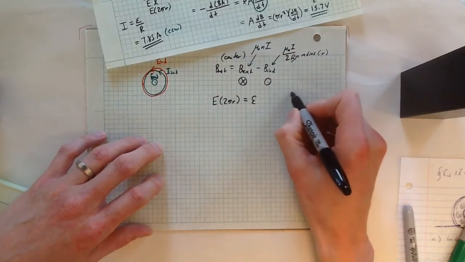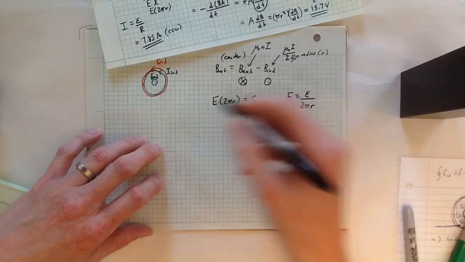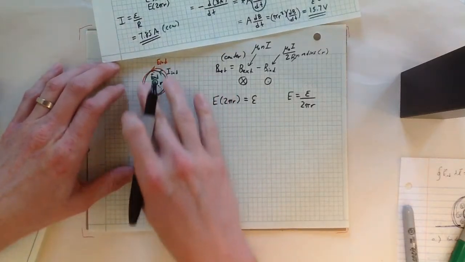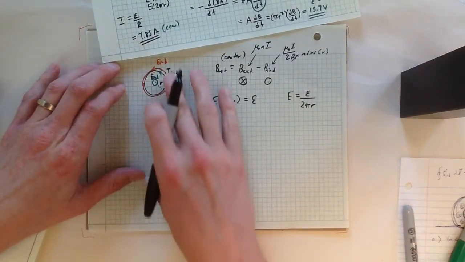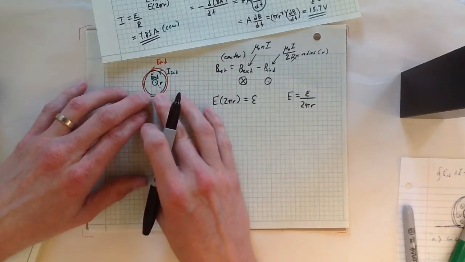So it's pretty much as simple as that. Just take your EMF and divide by 2 pi r. Okay, so I'm basically doing a closed loop and following the electric field around as it drives this current around.